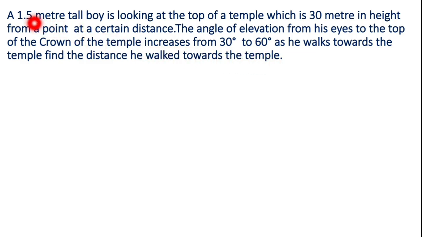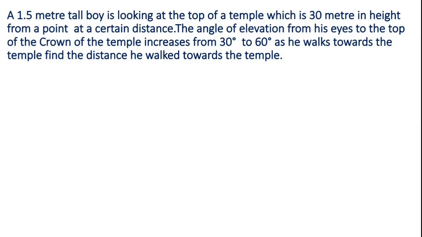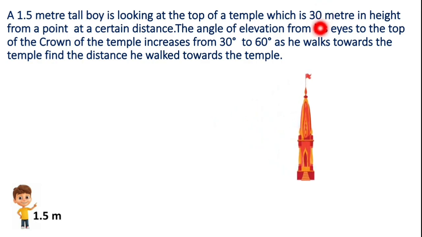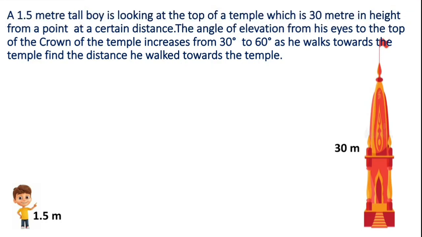Observe that here a 1.5 meters tall boy is looking at the top of the temple, which is 30 meters in height. That means this 30 meters is nothing but the temple height and 1.5 meters becomes the boy height. We can imagine this problem like this. So here a boy is there and the height of the boy is 1.5 meters, and the temple height is given as 30 meters. So consider a temple like this and the height of the temple is 30 meters.